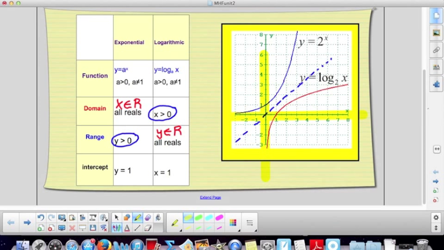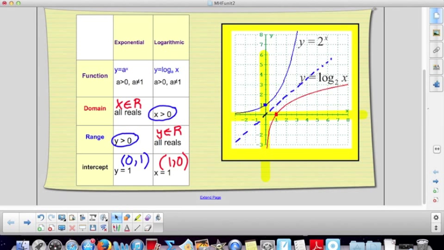Now you'll also notice with your intercepts, for exponential functions, my intercept is along the y-axis. We have the point when x is equal to 0, y is equal to 1. If we change the x and y coordinates, just like when we're finding the inverse of a function, we switch the x and y in the equation. Well, if we switch x and y and we get 1, 0, and that becomes my intercept for my logarithmic function. So there is a very clear relationship here between exponential functions and logarithmic functions.